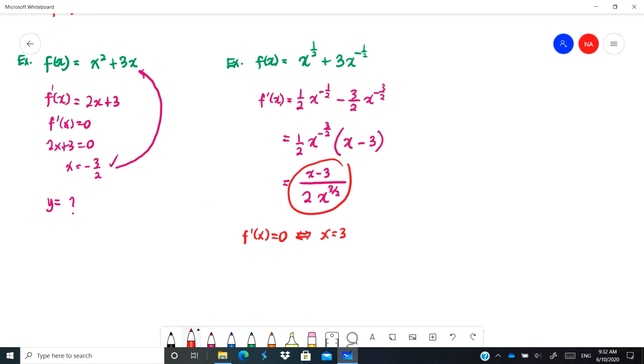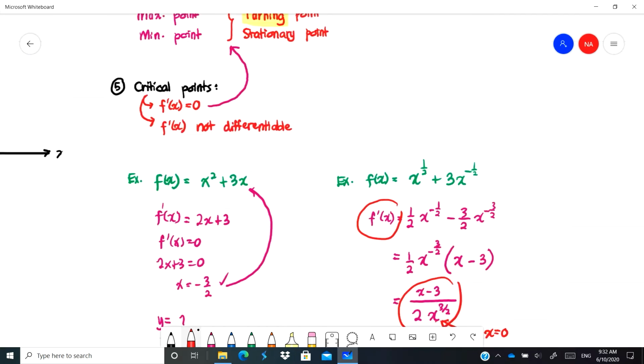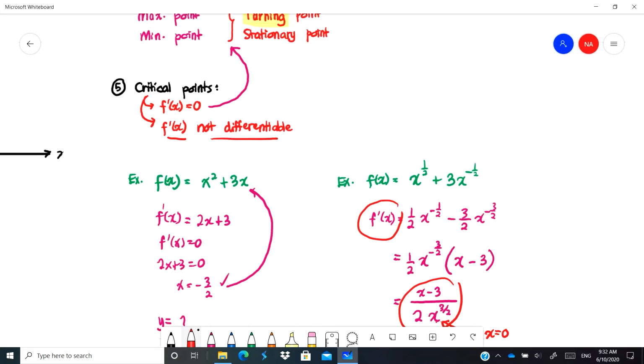Another critical point that we have to consider is that if we try to substitute the value of x here with 0, we'll get infinity, because something over 0 goes to infinity. It's undefined there, so we cannot differentiate f of x at x equal to 0. Because when x is equal to 0 the function is undefined, meaning that the function is not differentiable at x equal to 0.